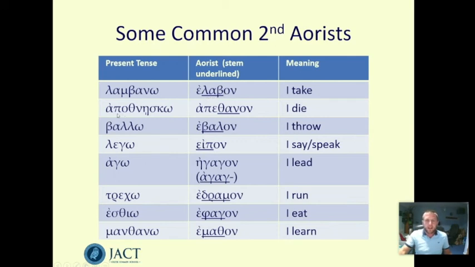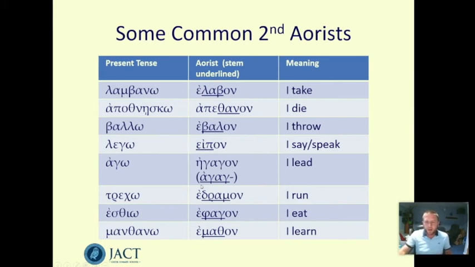Lambano to lab, we've seen. Apothnesko, you can see thnesk turns into than, the theta and the nu are still there. This is the one where we've got this prefix apo becoming ap. Ballo we've mentioned. Lego turns into eipon. You can see that doesn't look very much like the present tense at all.